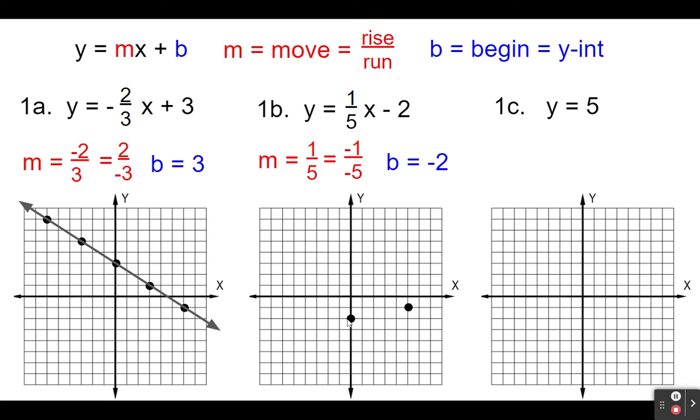Go back to the beginning point. Now go down 1 for negative 1 and left 5. Because a negative divided by a negative, notice how that's still going to be a positive uphill slope. Use your ruler to connect the points, making a straight line.